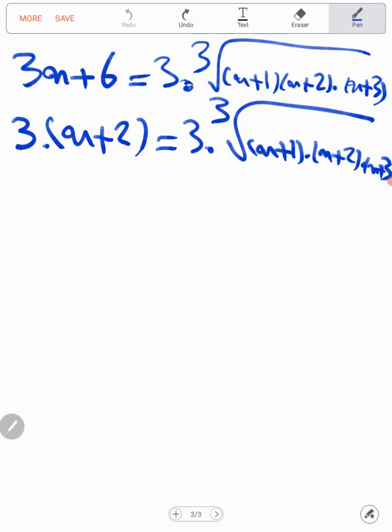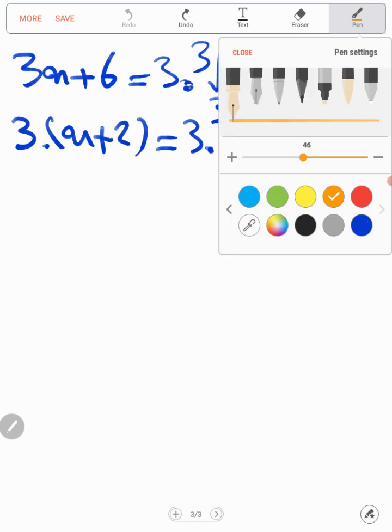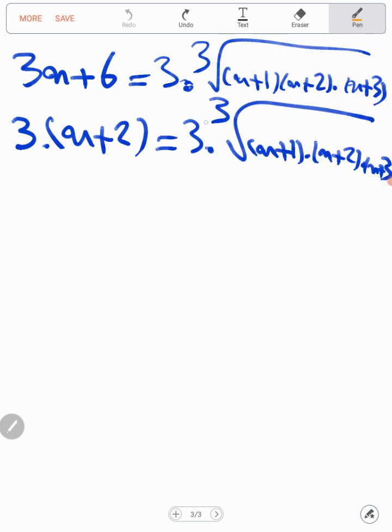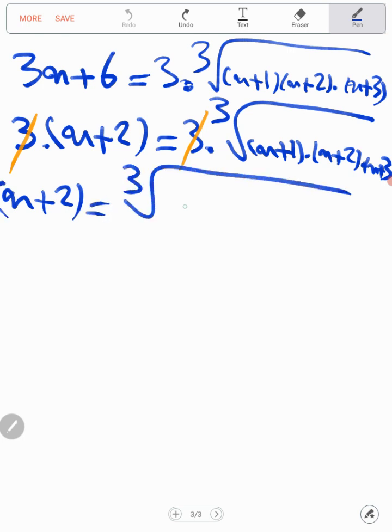Okay, it's better to simplify this number 3 with this 3 from both sides of this equation, and go ahead, we can simplify it again. Parentheses x plus 2 is equal to the cube root of these parentheses x plus 1, x plus 2 times x plus 3.